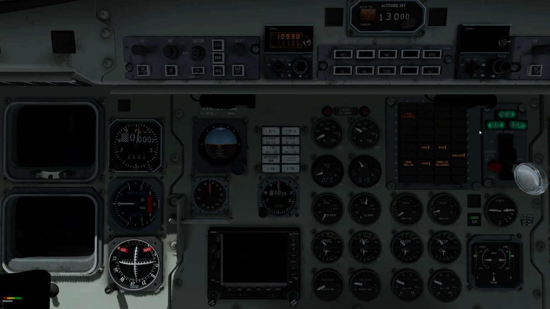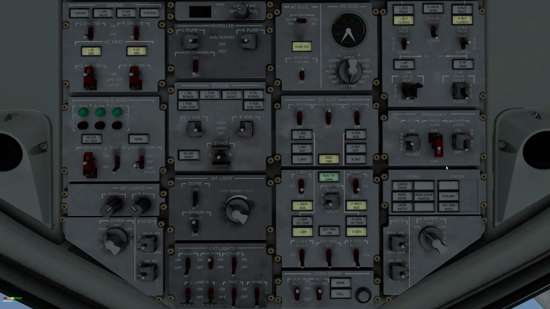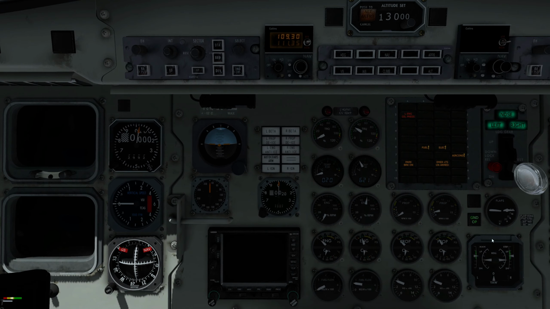Okay, our engine instruments are stable, right gen reset on. Yeah, that looks stable to me. Right gen reset on. Right gen light should go off after a while. It always takes a little while to go off, there you go. So, it all looks good so far.